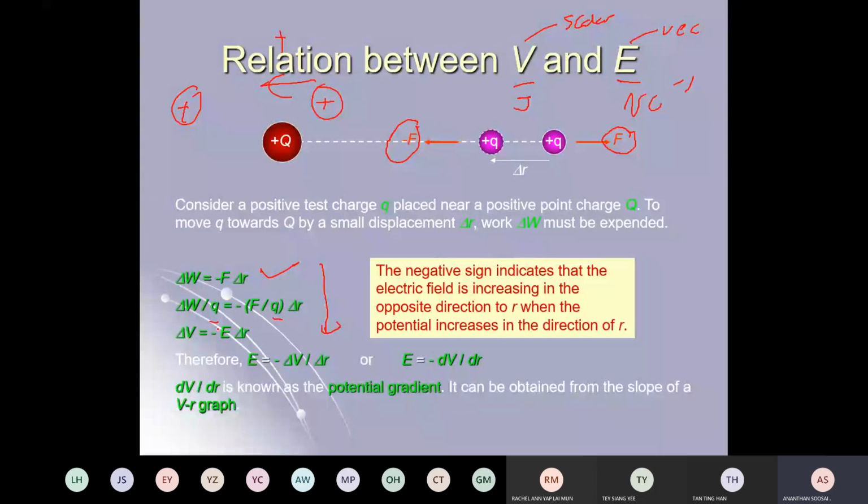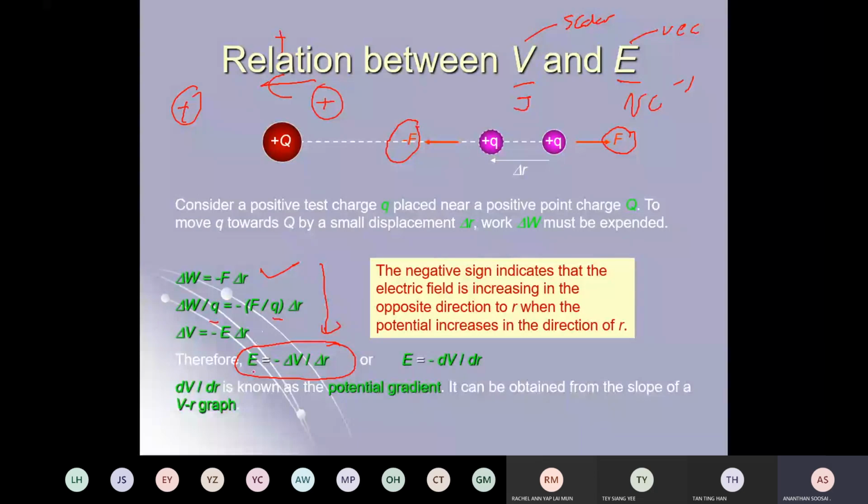Then they found that W over Q is the electric potential. So electric potential and electric field strength are formed. And when we shift the change in r, this is the final formula. This is the relation between electric field strength and electric potential. E is related to electric potential like this. dV/dr is known as the potential gradient.